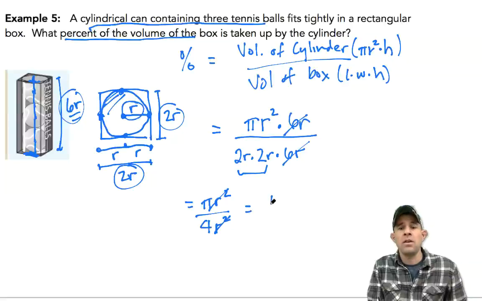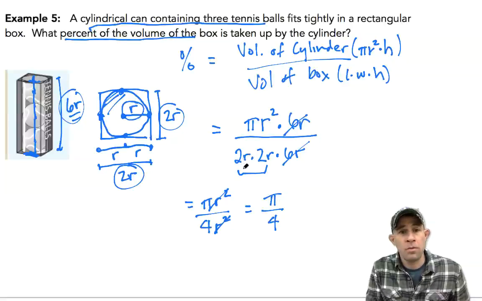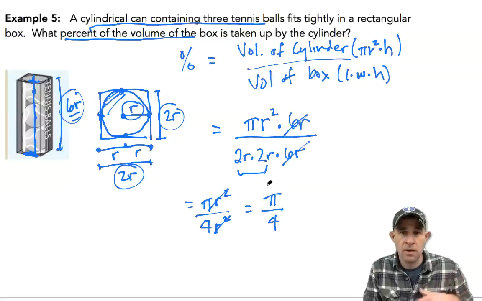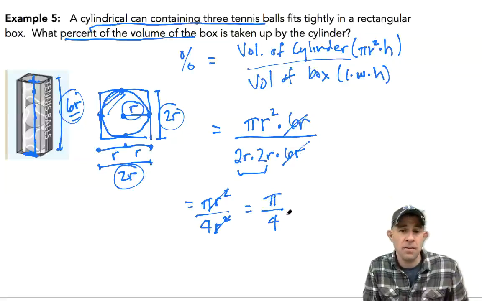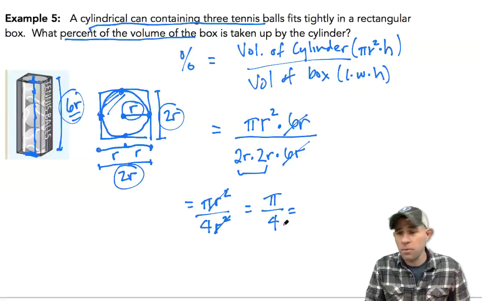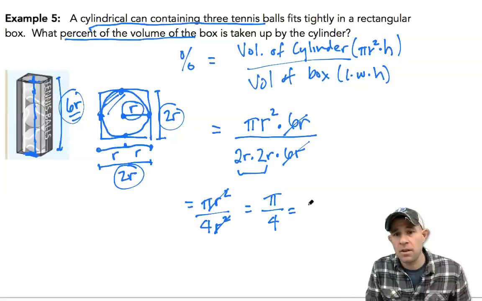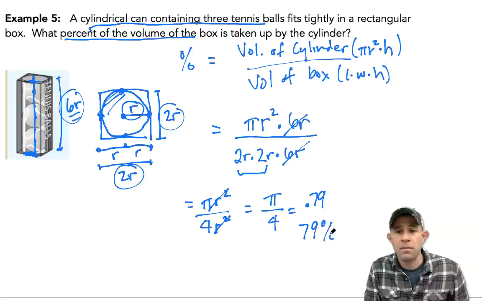And you're left with just pi over 4, which represents the percent of the box that's taken up by the cylindrical can. Now, when you simplify this out to a decimal, you are going to get approximately 0.79, which represents 79%.